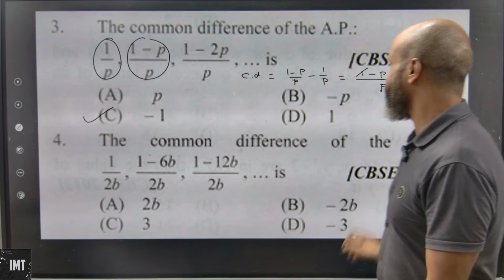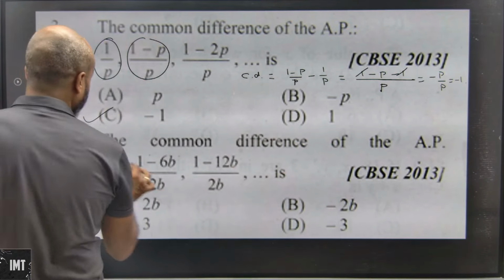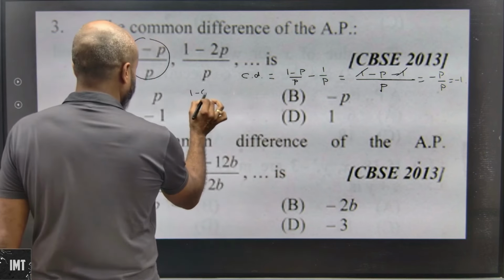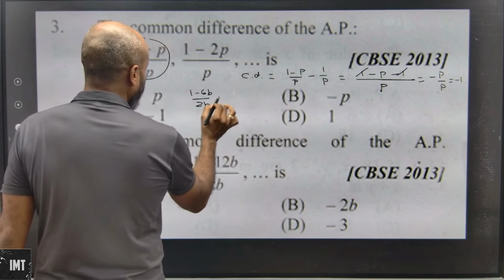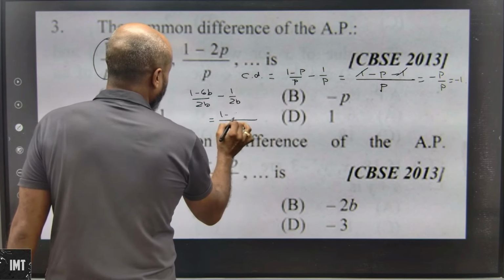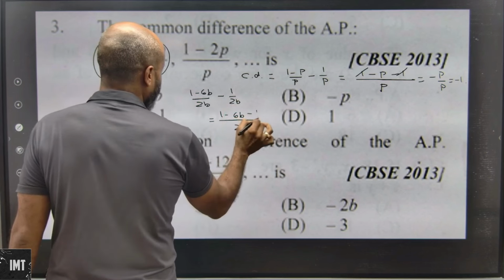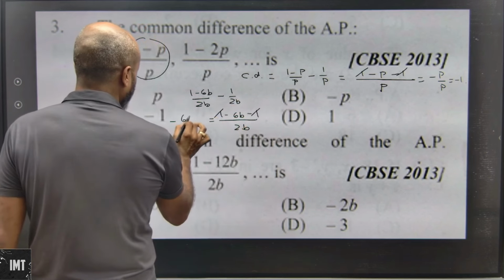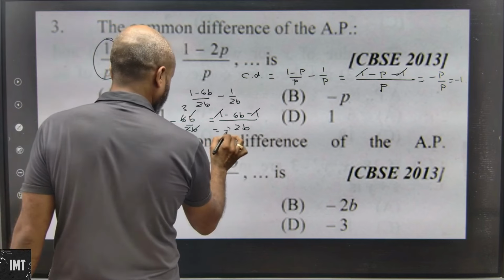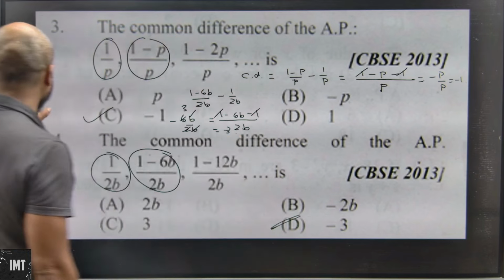The common difference of the AP, again a 2013 CBSE question. Here we have 1 minus 6B upon 2B minus 1 by 2B. That gives you 1 minus 6B minus 1 over 2B. This gets cancelled, leaving minus 6B by 2B. So this will be minus 3. So this is going to be the correct option.